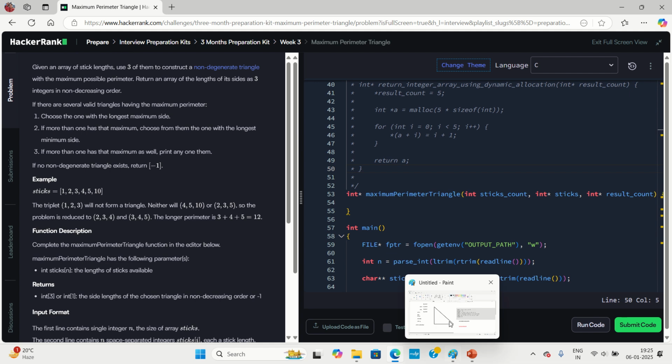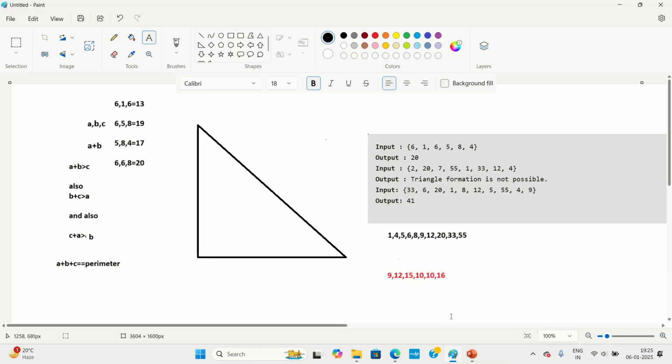See, first we need to find out the maximum perimeter first of all. Now, if the maximum perimeter is found, say in these three examples, like here 6, 1, 6, 6, 5, 8, 5, 8, 4. 6, 1, 6 was a valid triangle, so it is forming 13. 6, 5, 8 is also a valid triangle.